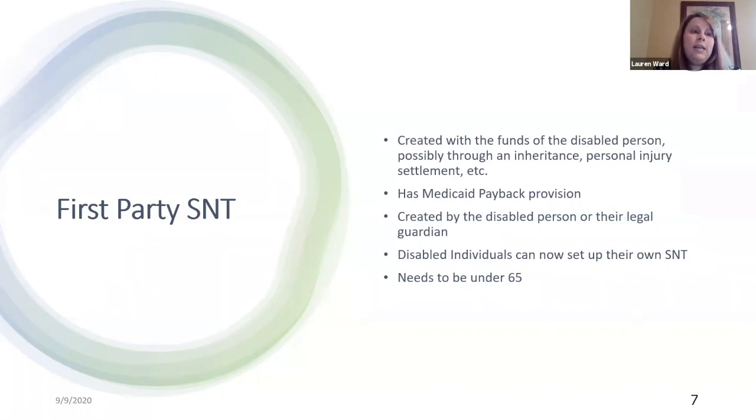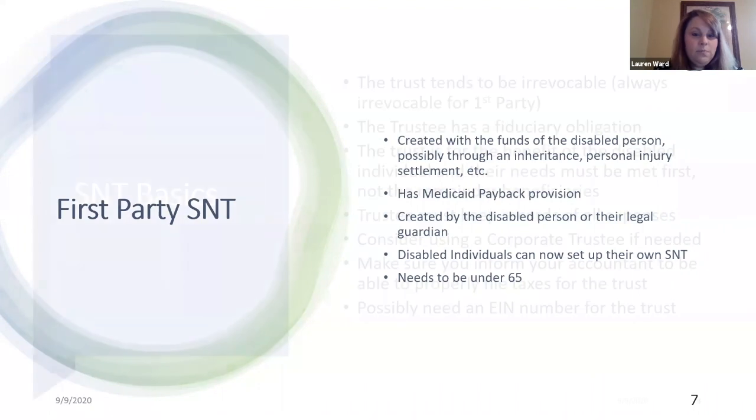So if a person on disability, SSI, Medicaid does inherit or receive money, we can set up this first party supplemental needs trust, but we always are going to have that Medicaid payback provision. So that is definitely a drawback to using the first party supplemental needs trust, but we still can create it, and it's still a benefit to the disabled individual, so they can keep their SSI and Medicaid, which is really important to those individuals.